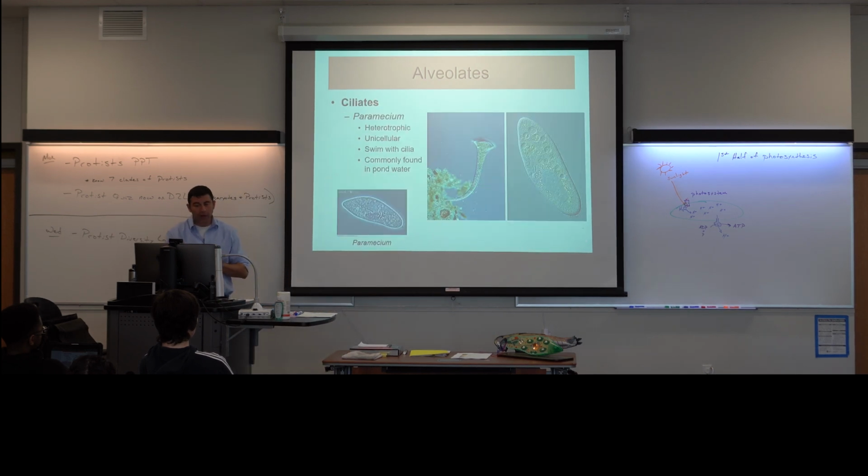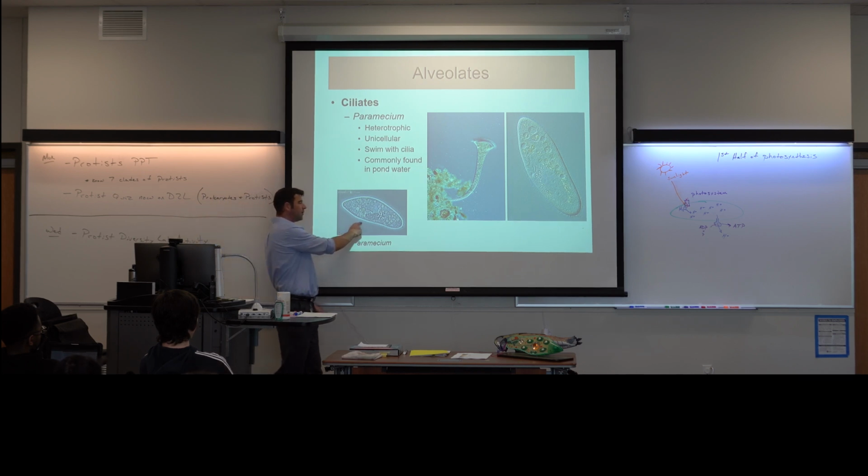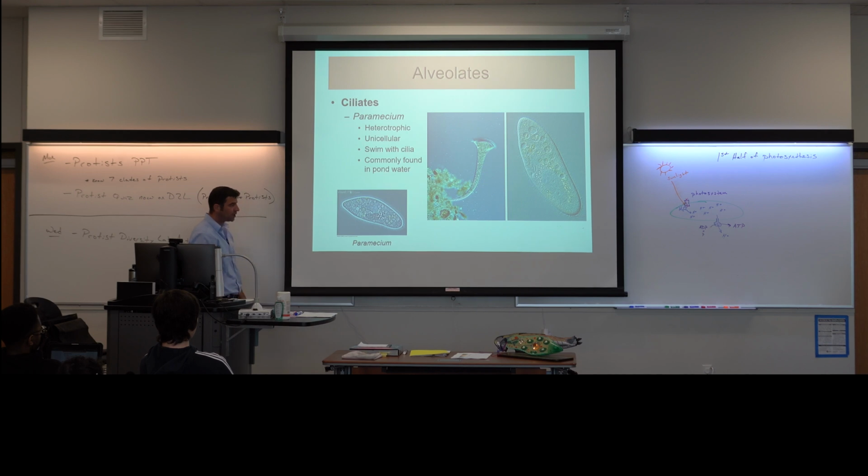Okay. Our last alveolate, the one that we see in lab, these are the ciliates. And as their name suggests, they have these little tiny cilia that cover the surface of these organisms. They can use that cilia for motility. We'll see them underneath the slide moving around. There's our paramecium. That's an easy one to find.